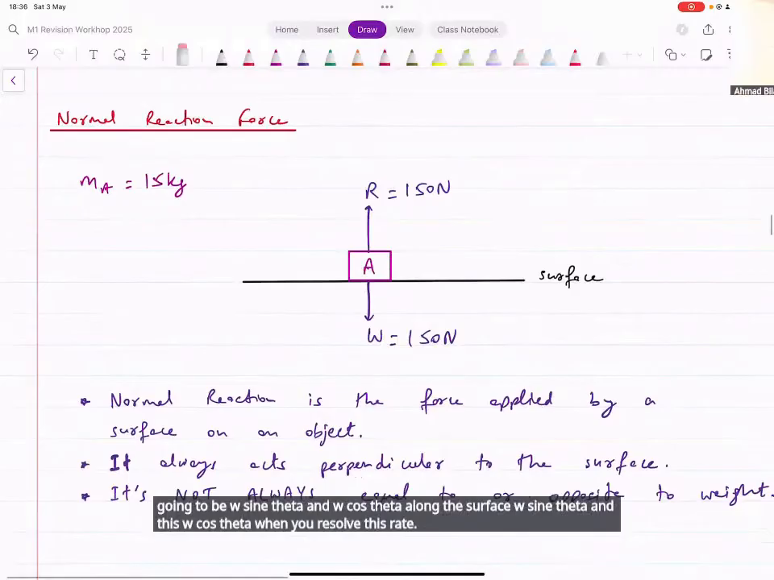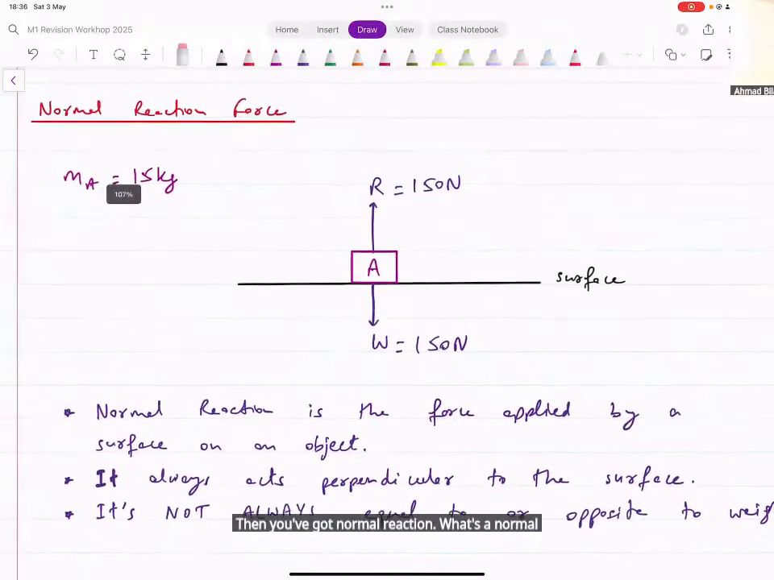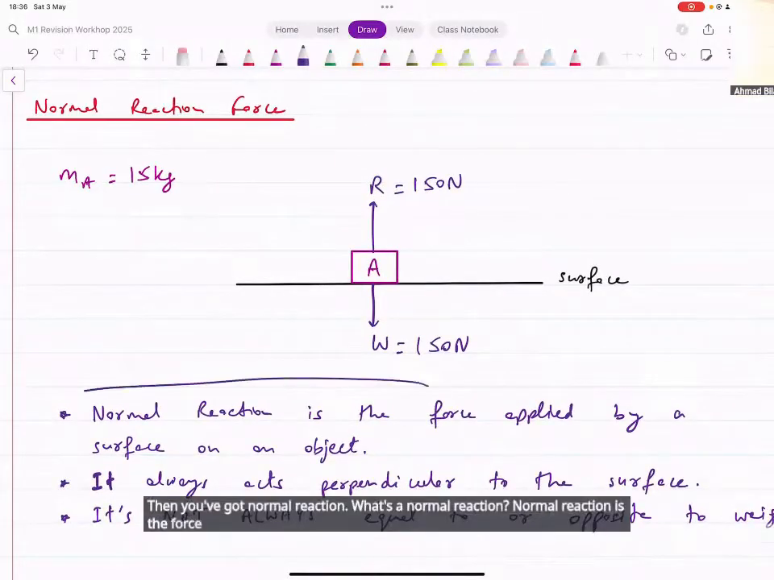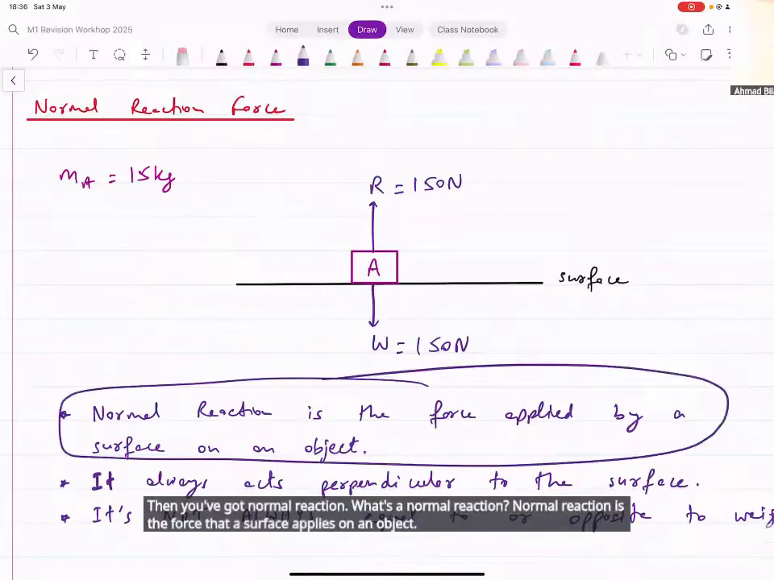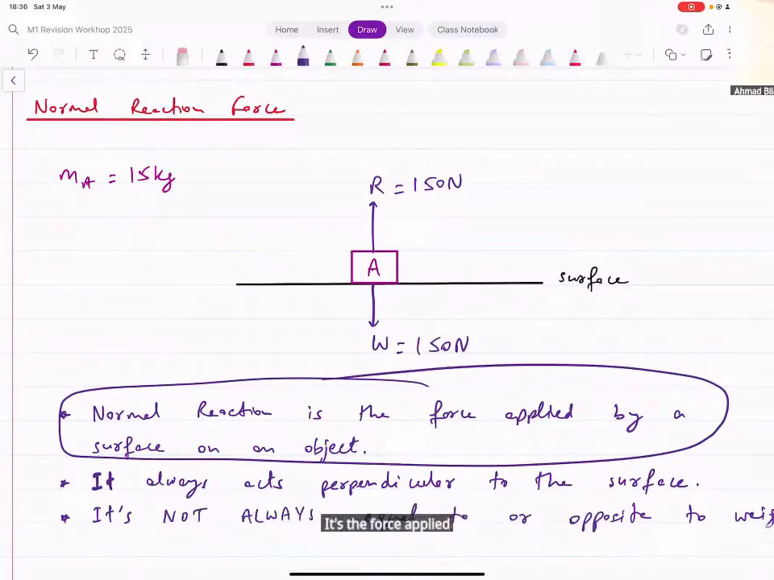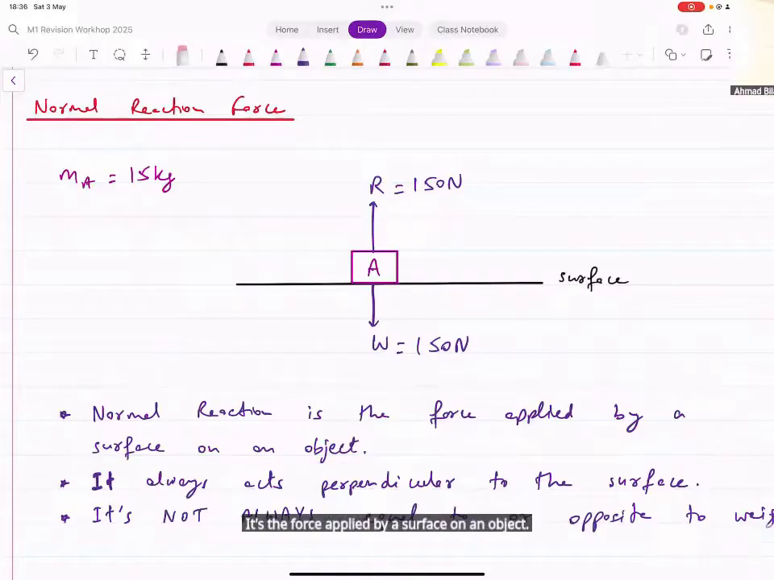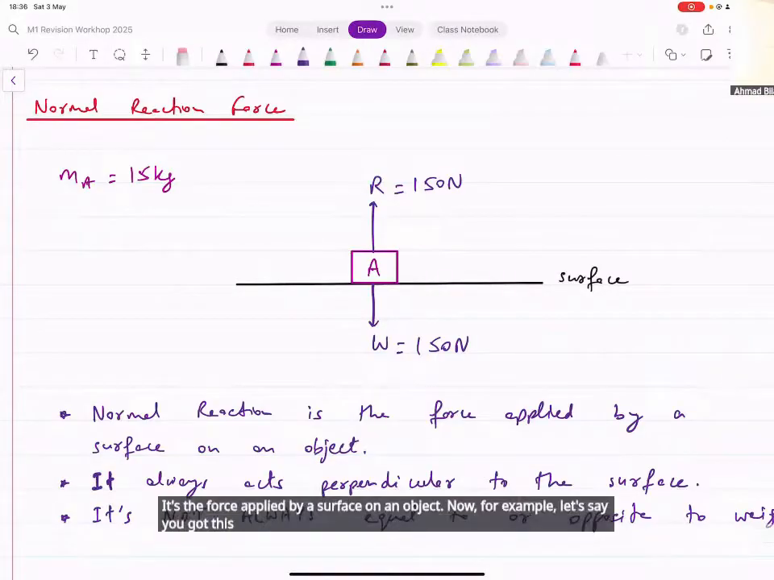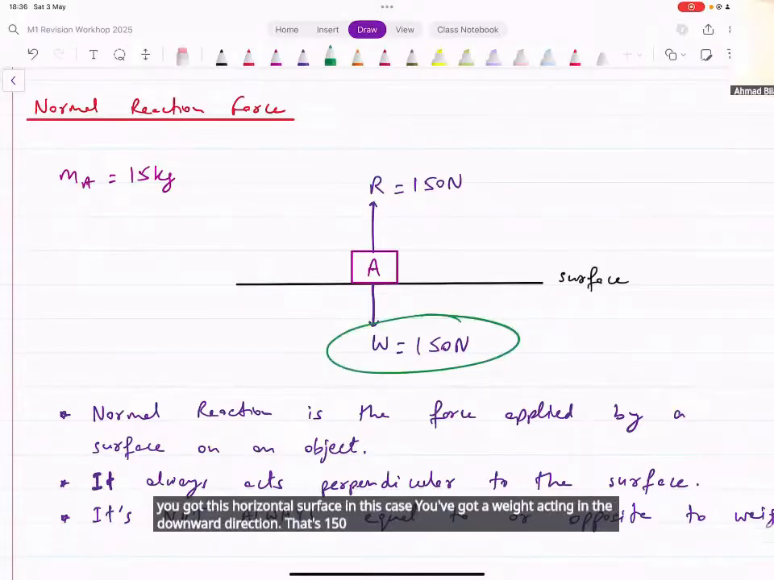Then you've got normal reaction. What's a normal reaction? Normal reaction is the force that a surface applies on an object. It's the force applied by a surface on an object. Now, for example, let's say you've got this horizontal surface. In this case, you've got a weight acting in the downward direction. That's 150 Newton. Now, because of this 150 Newton, the object is not going into the surface. It's staying in its position.